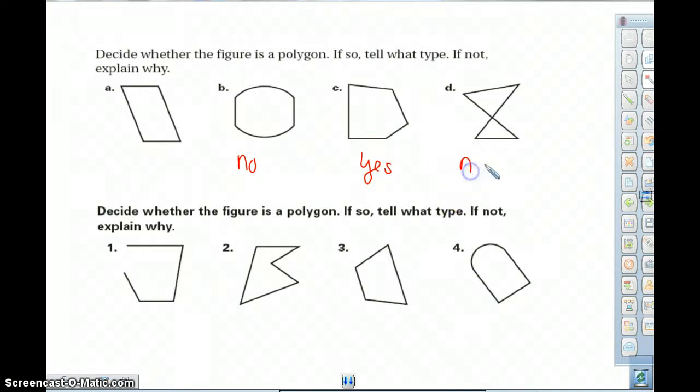Okay, D is no, and it is no because the lines intersect on the interior instead of everything on the exterior. Therefore, D is going to be no.